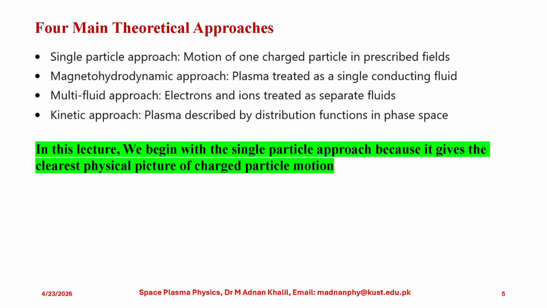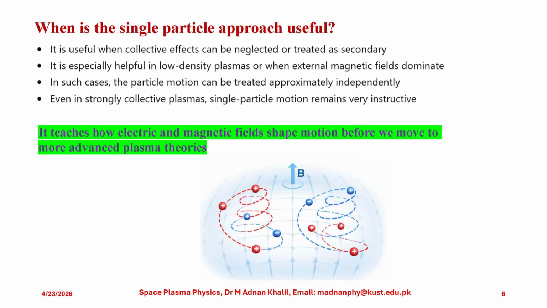The reason for beginning with the single particle approach is that it provides the clearest physical picture. Before studying collective plasma motion, it is essential to understand how one charged particle behaves under electric and magnetic forces. The single particle approach is useful when collective effects can be neglected or treated as secondary. It is especially helpful in low-density plasmas or in situations where strong external magnetic fields dominate the motion. In such cases, the path of a charged particle can be treated approximately independently, at least as a first step.